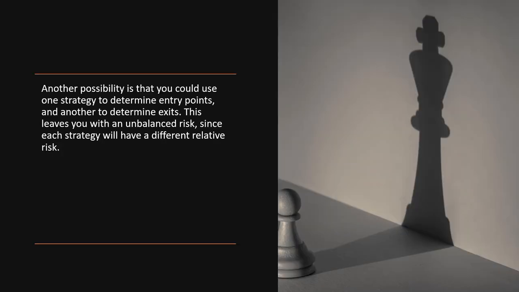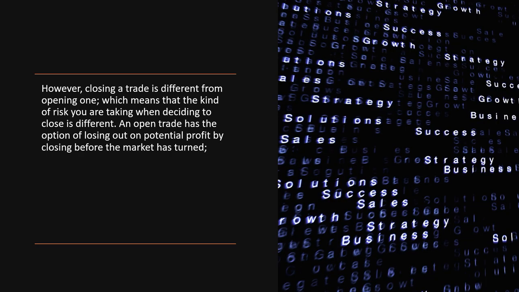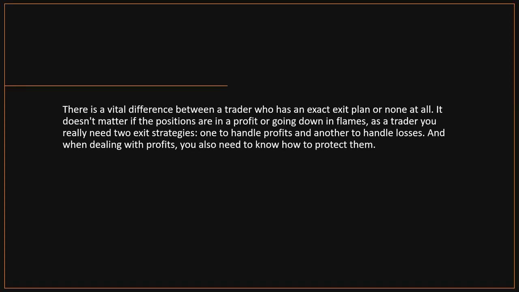So another possibility is that you could use one strategy to determine entry points and another to determine exits. This leaves you with a really unbalanced trade. Huge risk on either side, since each strategy will have different relative risk. However, closing a trade is different from opening one, which means that the kind of risk you are taking when deciding to close is different. An open trade has the option of losing out on potential profit by closing before the market has turned.